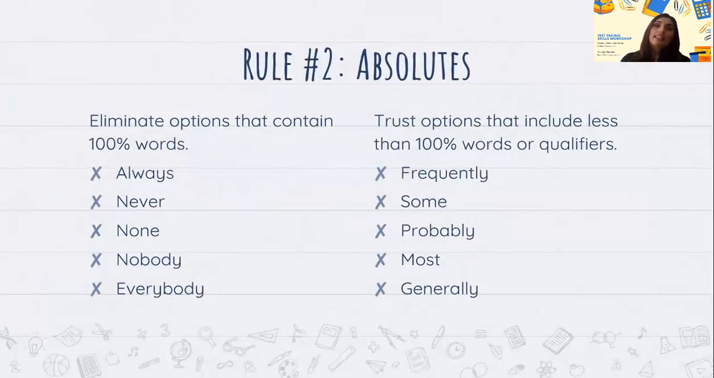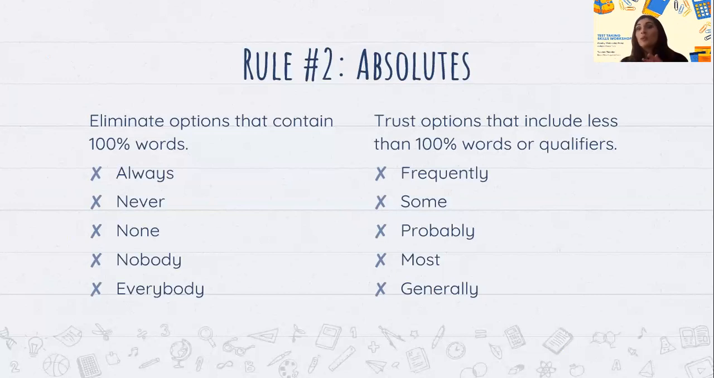Rule number 2 is to consider your absolutes. It is usually a good idea to eliminate options that contain these absolute 100% words like always, never, none, nobody, everybody, because typically there are very few absolutes out there. You can more easily trust options that include less than 100% words, or qualifiers like frequently or some or probably, most, generally.